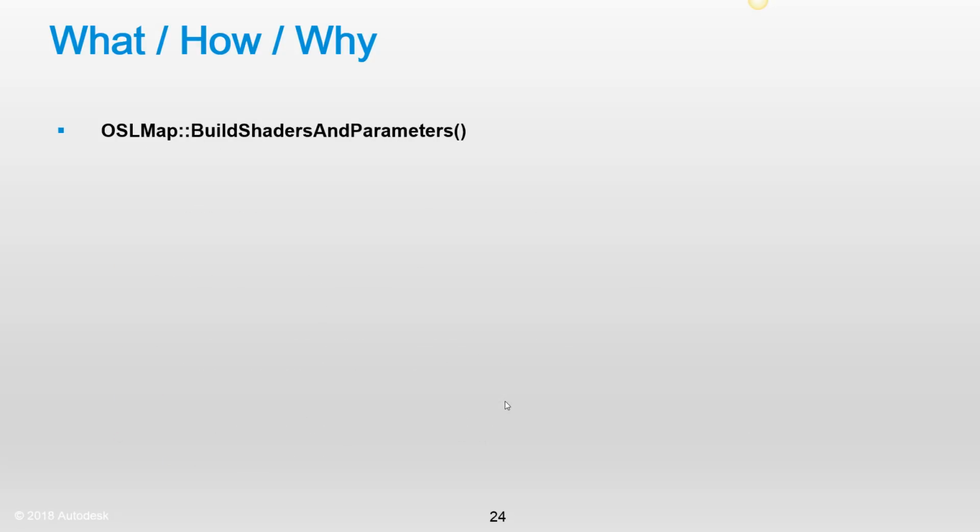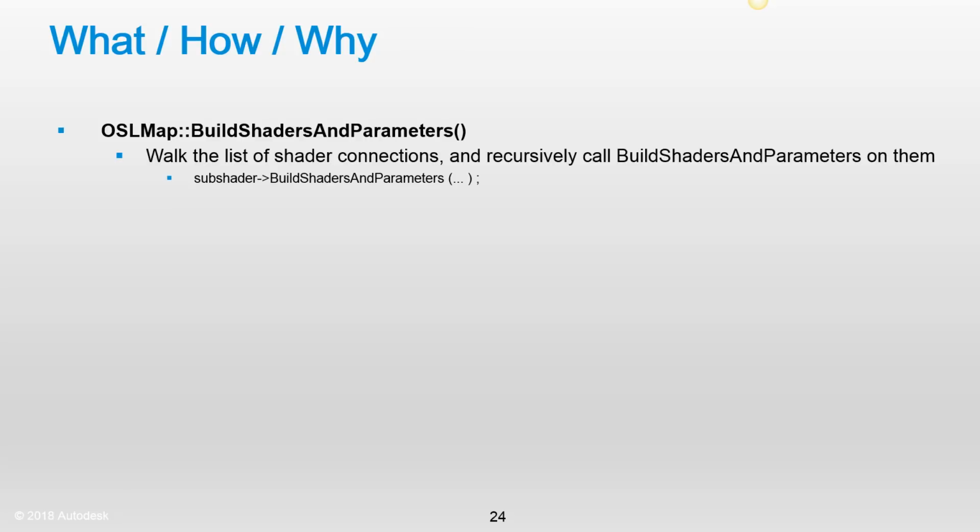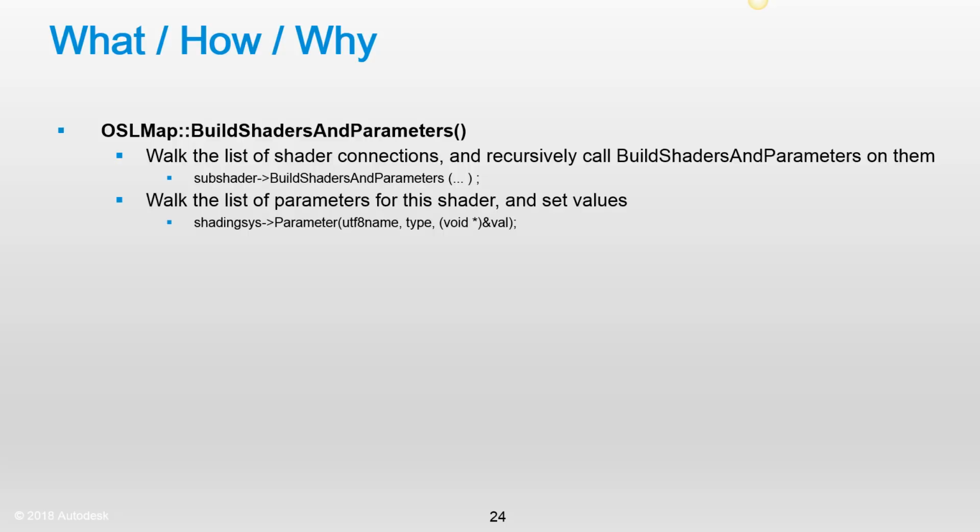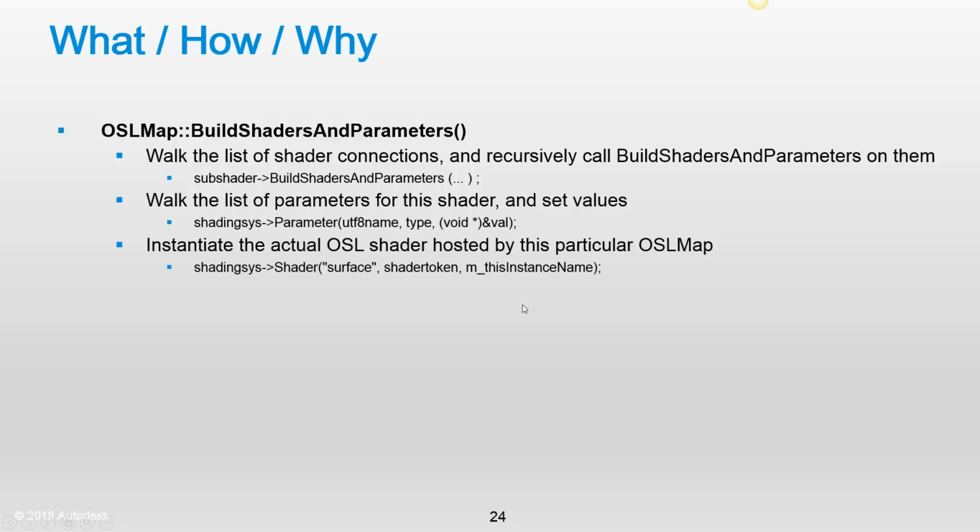Now, this build shaders and parameters function that I mentioned exists on all the OSL maps, so they can call each other's. And the first thing it does, it walks the list of other shaders that are connected to inputs and recursively calls build shaders and parameters on them. This is so that anything this shader depends on gets built up first, basically. And then it walks the list of parameters for this shader and sets each of their values. So you use the shading sys parameters call to do that. And then you instantiate the actual OSL shader with the shading sys shader call.